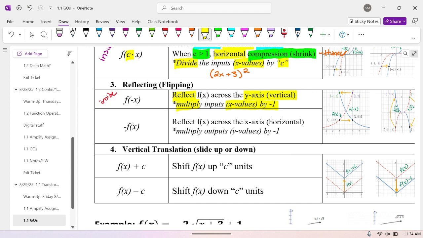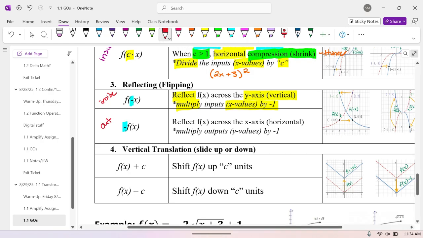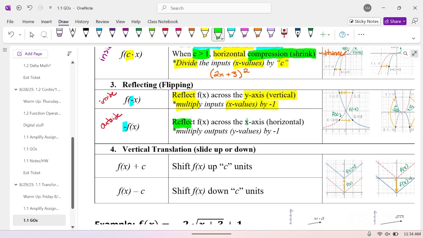Now, the opposite would be if you had the negative outside of the brackets. If that negative is outside of the brackets, you're reflecting across the x-axis. So the y values are what's changing. So in other words, you would multiply the y values by -1.